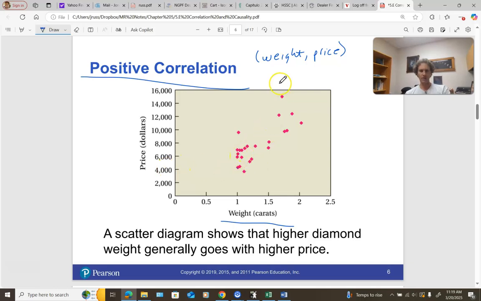And then we've got all this other data plotted here as well. And so what you see is that this scatter plot is trending upward, okay? And because it is trending upward, this would suggest that as the weight of a diamond increases, so too should we expect an increase in price. Okay, so this is an example of a positive correlation here.